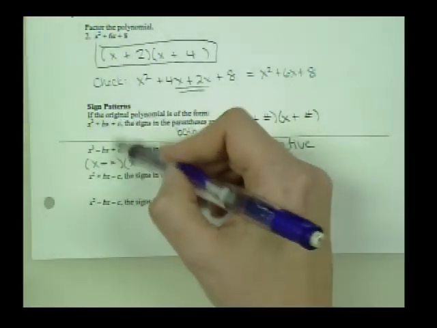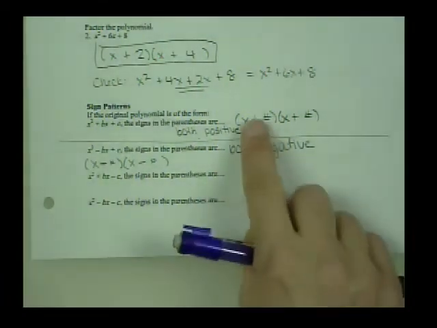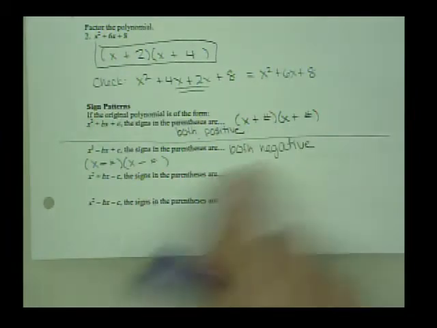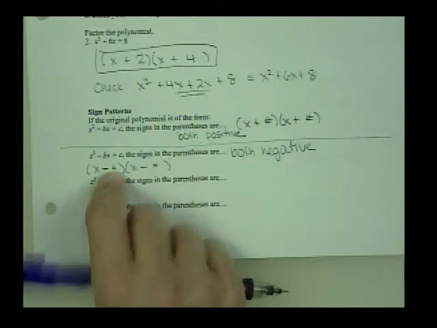So if the last sign is plus, the two parentheses have the same sign. They're either two pluses or two minuses, and whatever the sign is in the middle is what they both are. Okay.